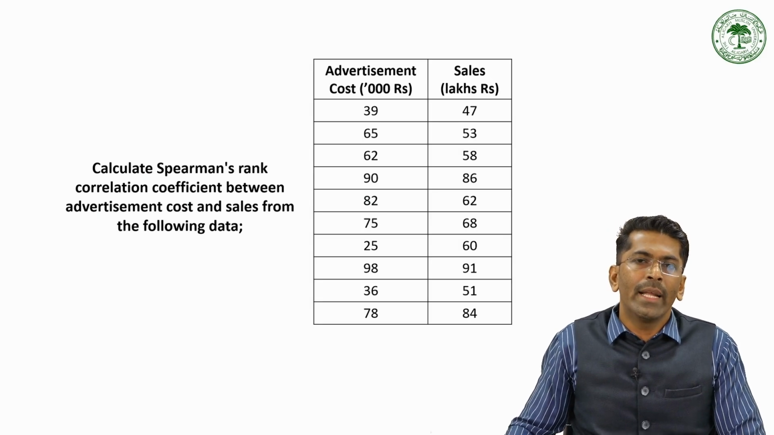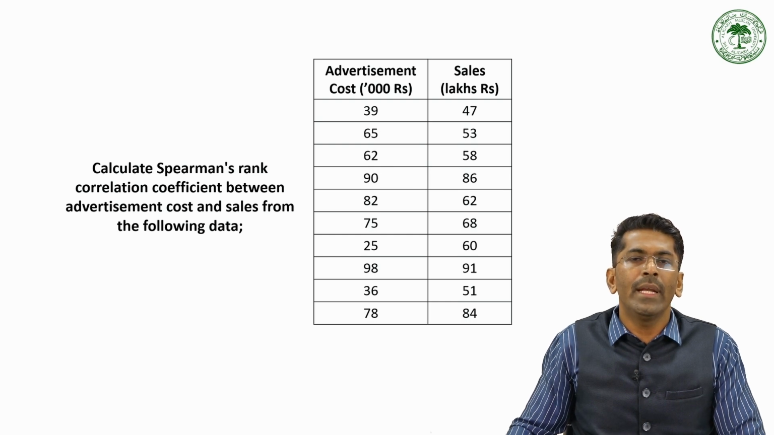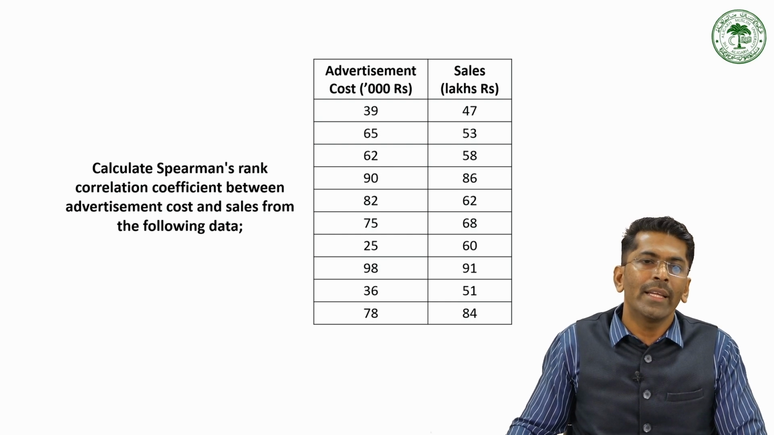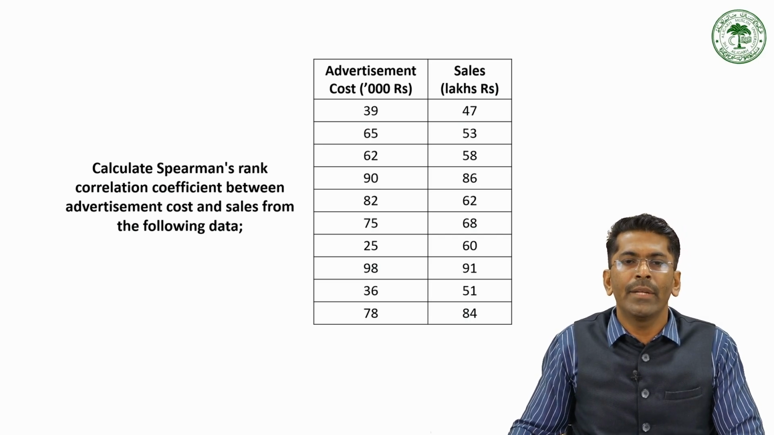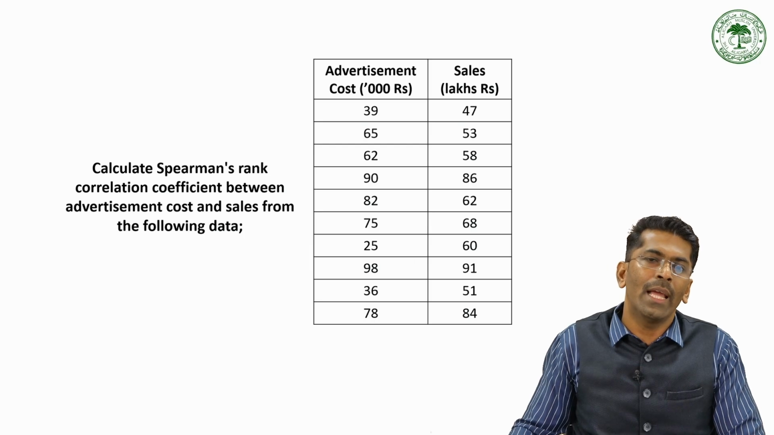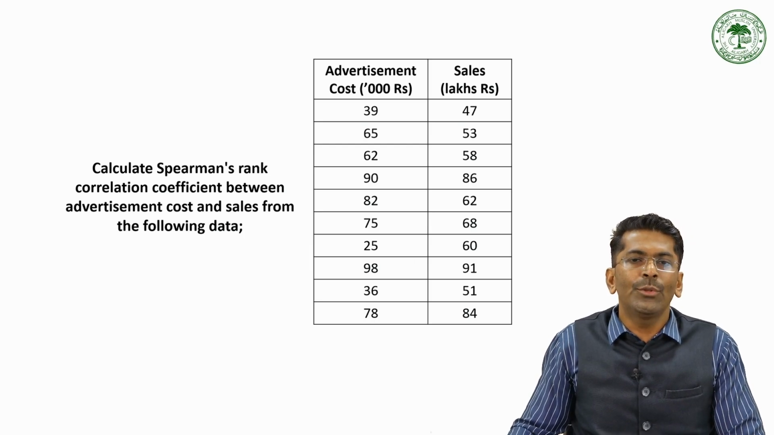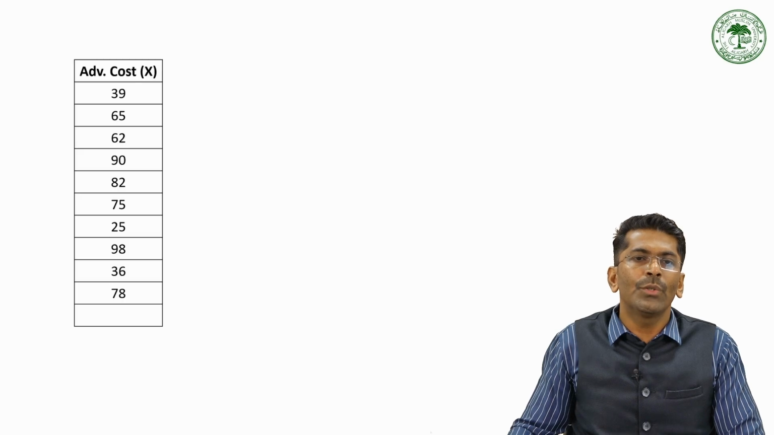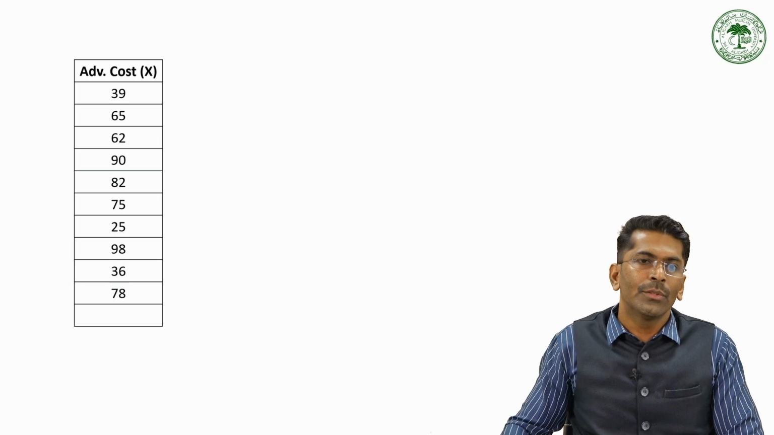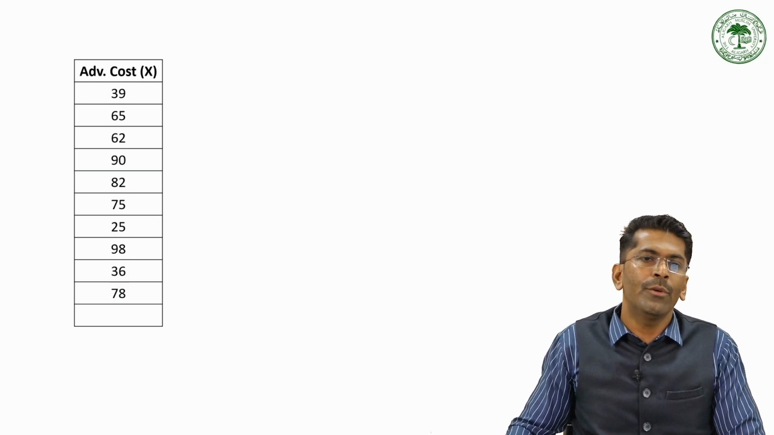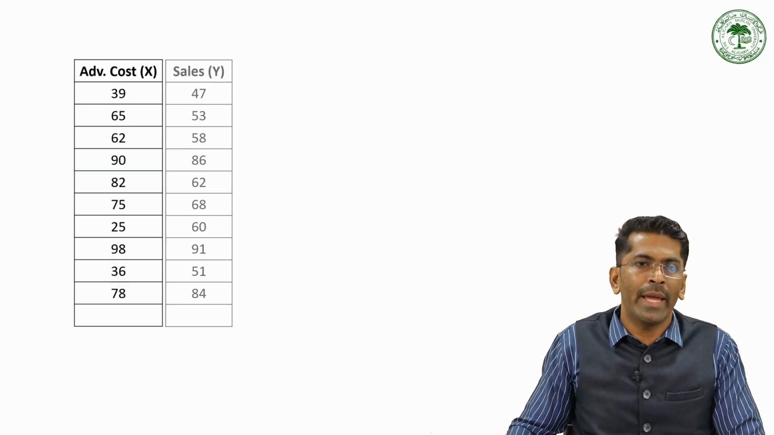Now, let us consider one example. Calculate the Spearman rank correlation coefficient between advertisement cost and sales activities. The advertisement cost is given here and the sales activities are also given here. We want to calculate the Spearman rank correlation. Since the actual values are given here, we want to arrange these actual values in the form of ranks. Here, advertisement cost I have denoted as X, and sales I have denoted as Y.